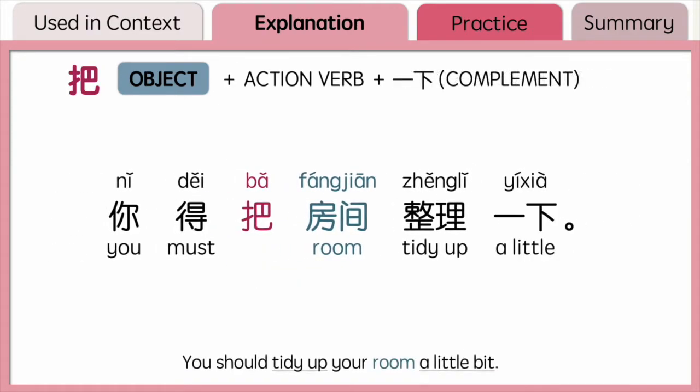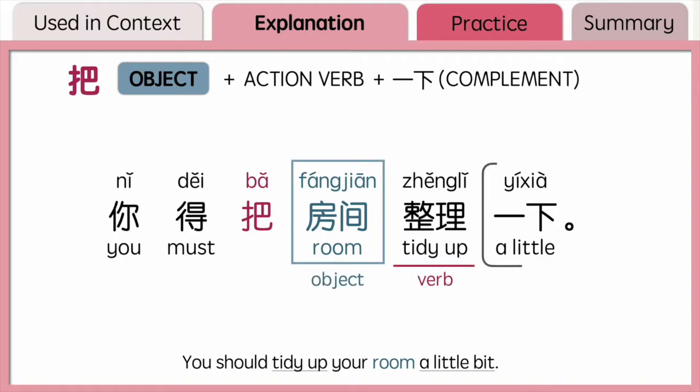你得把房间整理一下 You should tidy up your room a little bit. 一下 following a verb acts as its complement, expressing an attempt. It also has the effect of softening the tone of the speaker. Remember that you can't leave the action verb 整理 at the end by itself. So 一下 in the sentence, serving as a complement, has to follow the action verb.